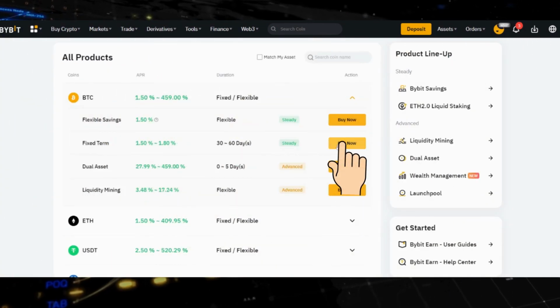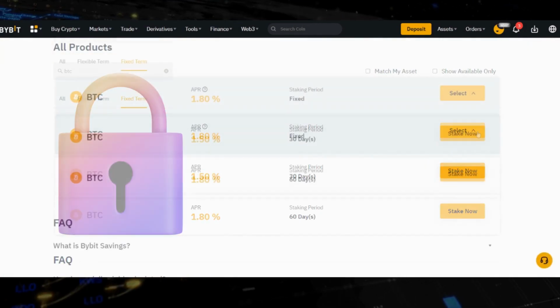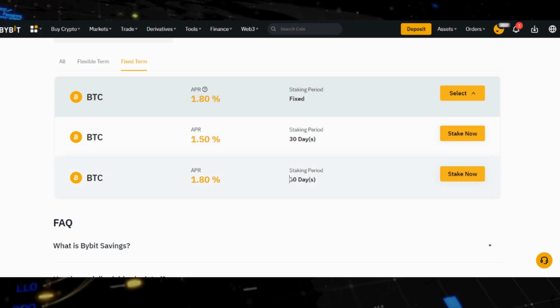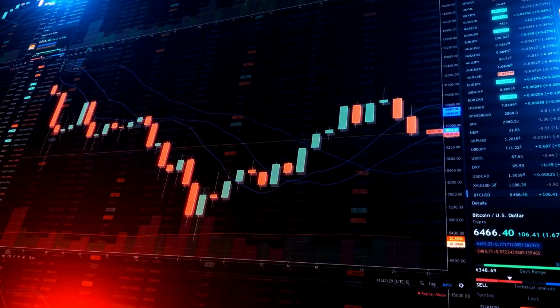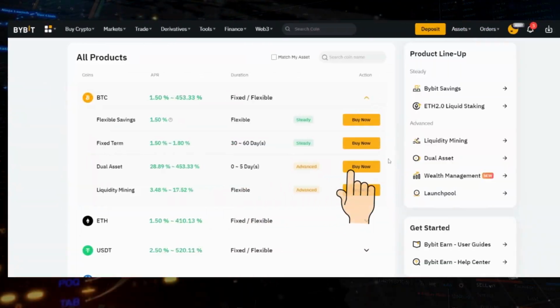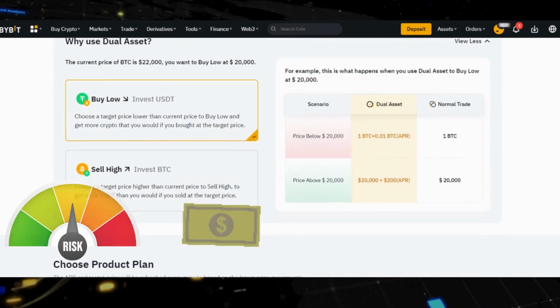Fixed term, as the name suggests, you are locking your crypto assets for a certain amount of time, between 30 and 60 days, and in exchange you are getting better returns. This strategy is really great if you are looking to hodl. The dual assets is a riskier option, but it offers even greater returns.